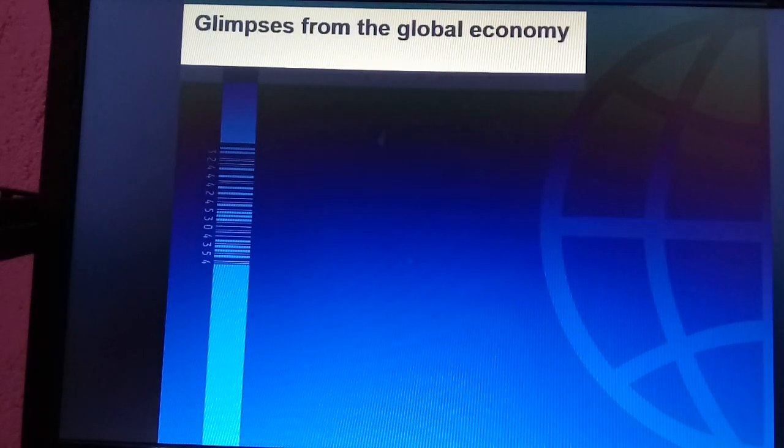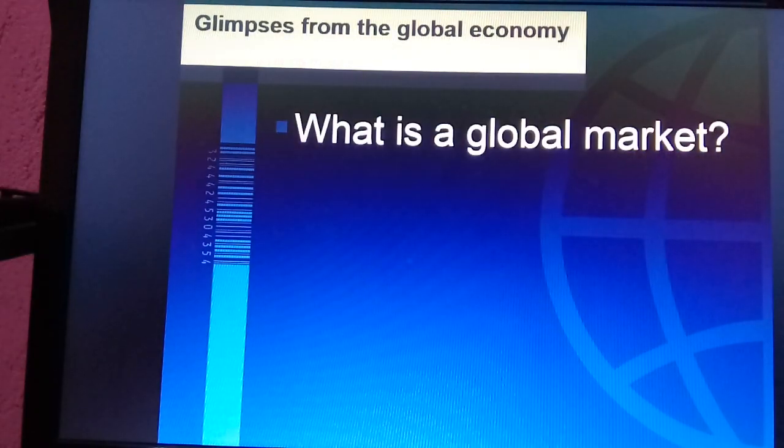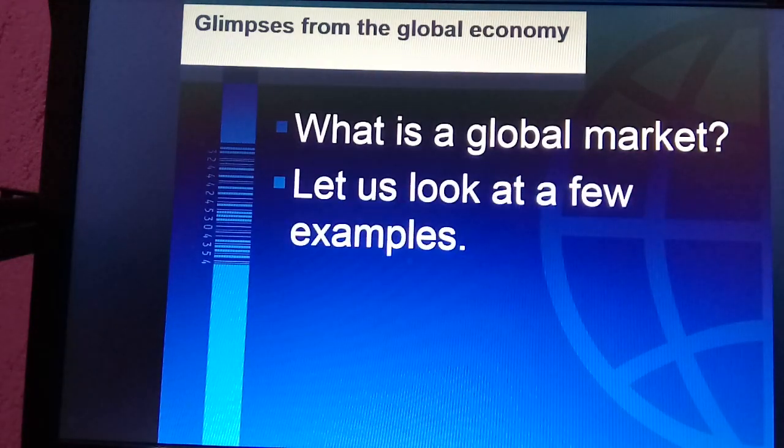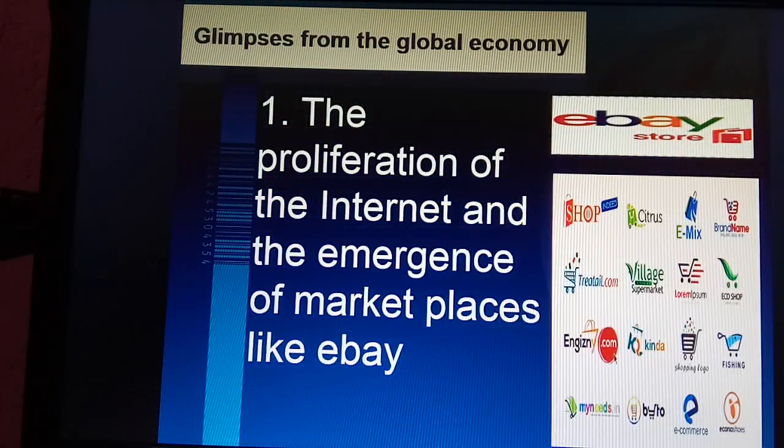Glimpses from the global economy. What is a global market? Let us look at a few examples of this global market. One, the proliferation of the internet and the emergence of marketplaces like eBay. The local equivalent of eBay would be Shopee and Lazada. Now with this pandemic, they're also trying to reach as many people in the world through the internet. Proliferation means the increase in number of the internet and the emergence of marketplaces.